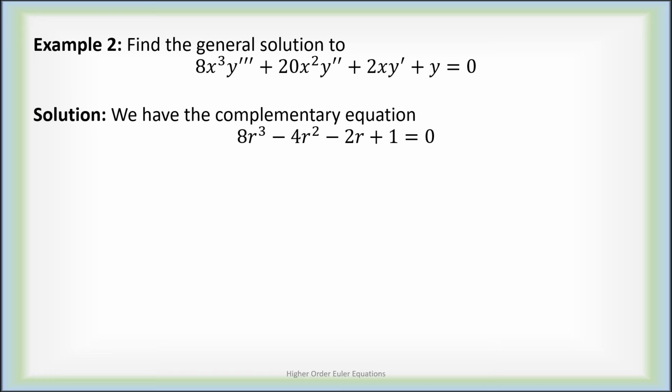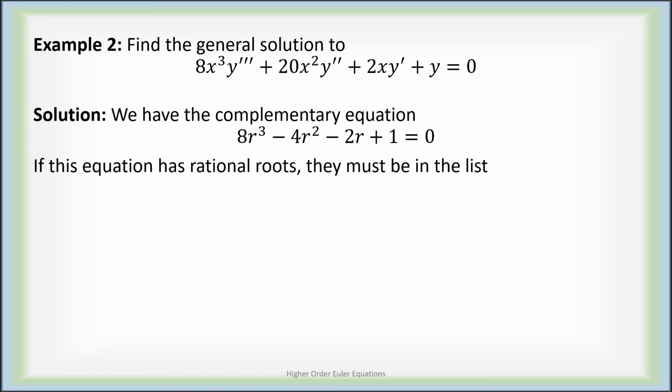So once we transformed this to be a differential equation with the variable t, we got this complementary equation. Now we simply need to factor. If the equation has any rational roots, they must be of the form plus or minus a factor of 1 over a factor of 8: constant coefficient factor over leading coefficient factor.